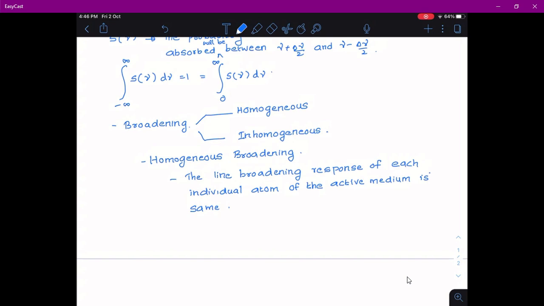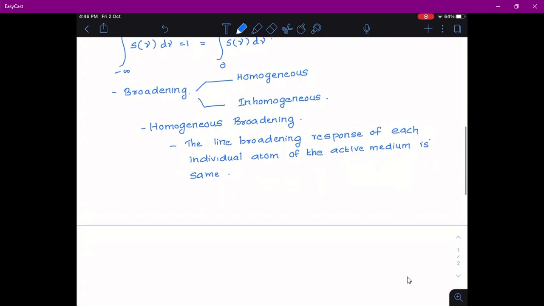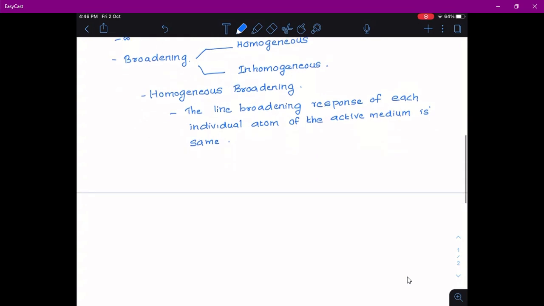If you plot the line broadening spectrum of frequency versus intensity for each and every atom, you take the first atom and plot the spectrum, take the second atom and plot the spectrum, you can see that all of them will be the same. Or in other words, every atom has the same central frequency.